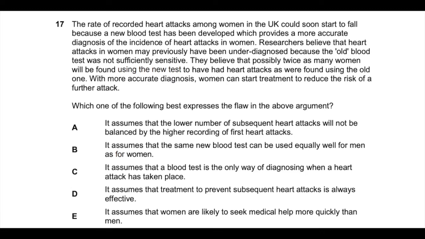The correct answer is A because of the following. The argument presented is that the improved blood test will be able to identify a greater number of heart attacks that occur, and that applied to women, this test will result in a greater number of women being given preventative treatment and thus reduce the occurrence of further heart attacks. This line of argument is used to claim that recorded heart attacks among women in the UK could start to fall. However, there is an assumption made that the increased identification of first-time heart attacks will be fewer than the reduction in further heart attacks due to treatment.